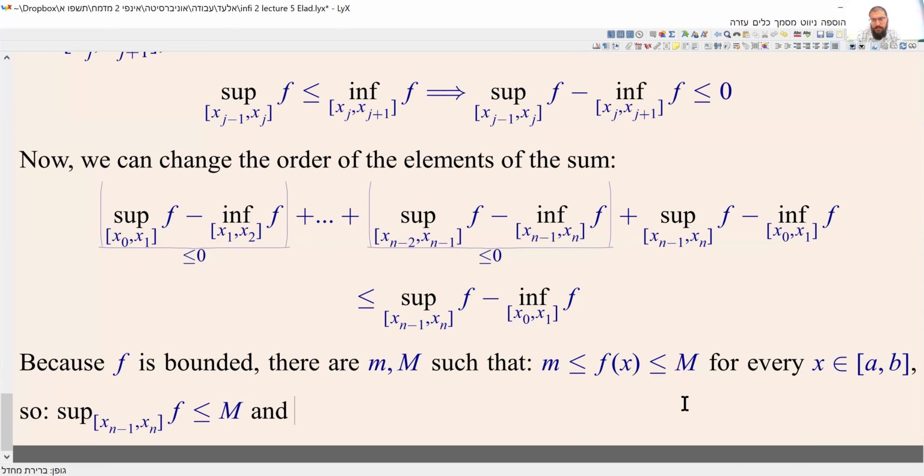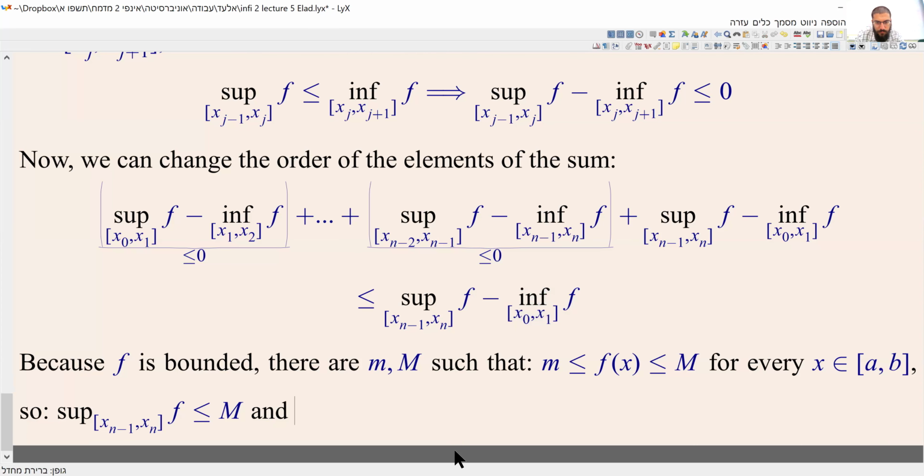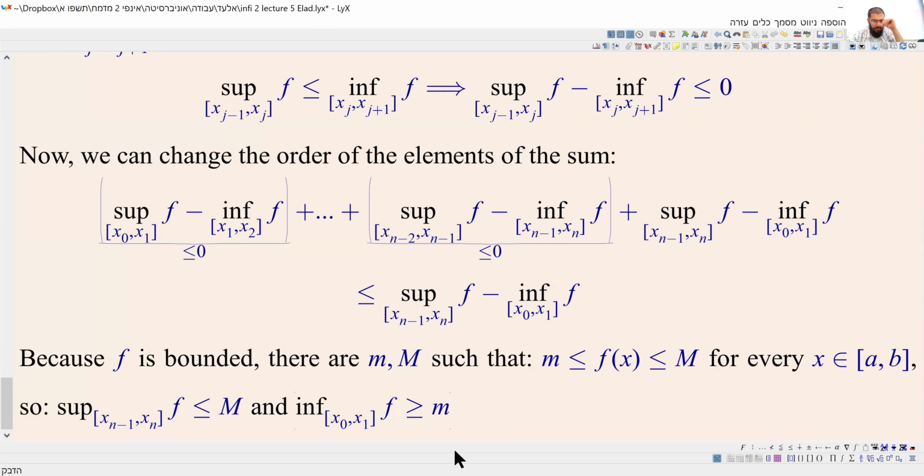And on the other hand, the infimum is larger than small m. Infimum is the largest, the biggest lower bound. Moreover, it's a lower bound of just one little segment. m is a lower bound for all the segment, probably much smaller.